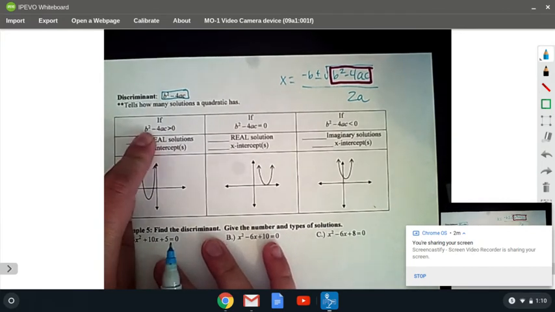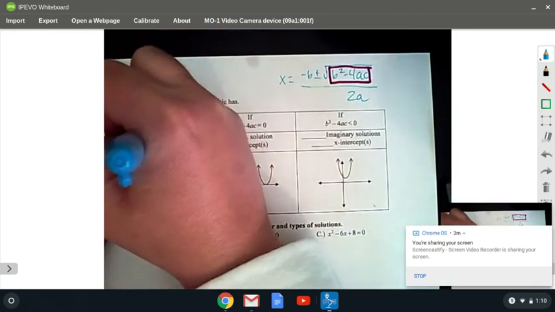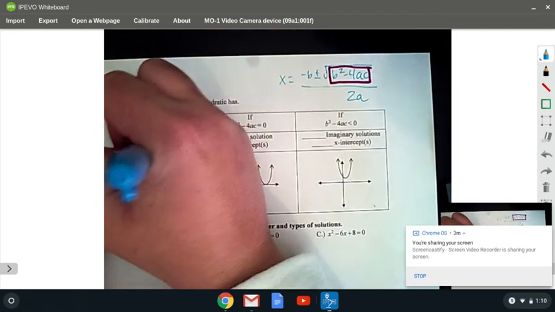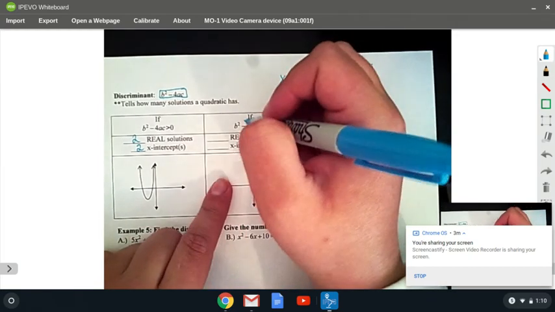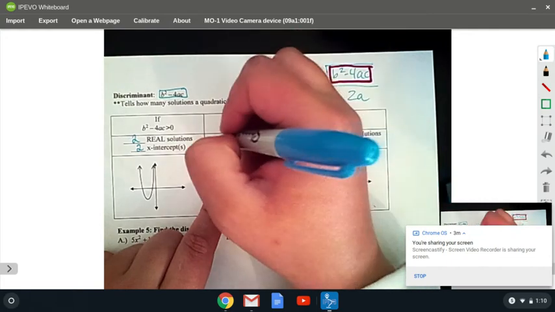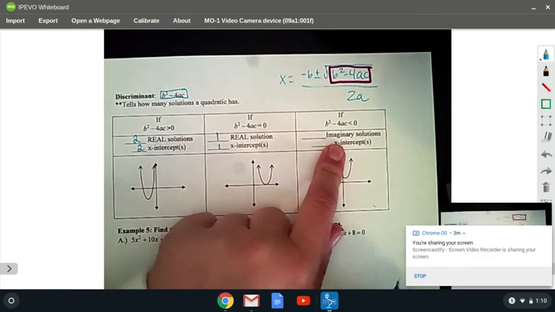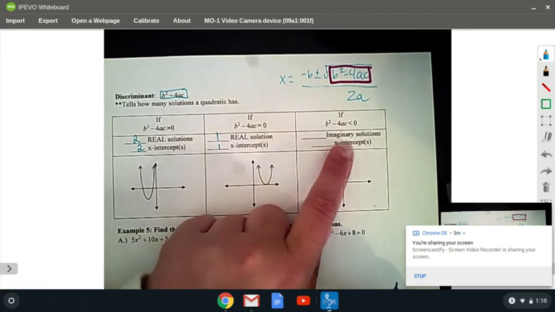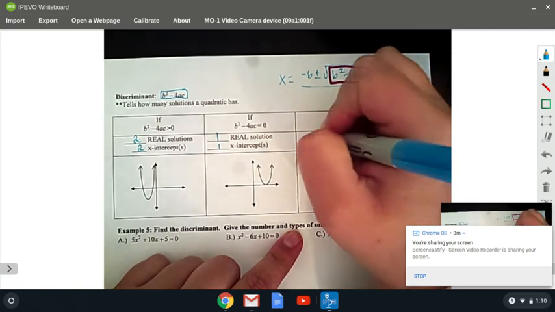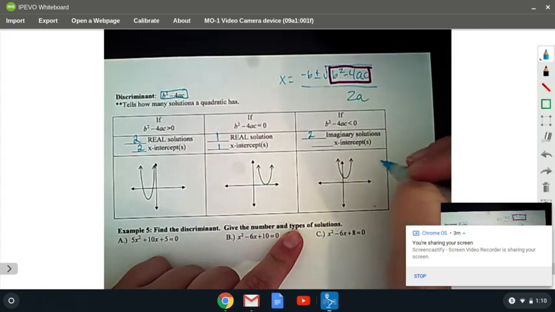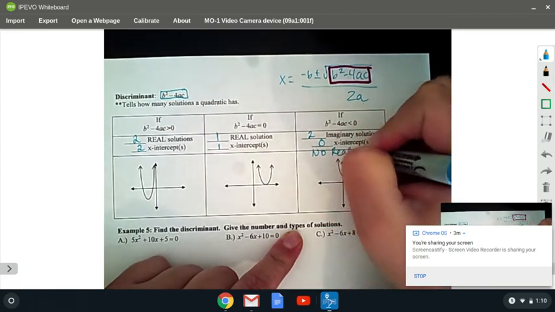If your discriminant, b squared minus 4ac, is greater than 0, that means you have two real solutions, two x-intercepts. If it's equal to 0, that means that you have one real solution, one x-intercept. Here, if it's less than 0, it means you have two imaginary solutions, 0 x-intercepts, or no real solution.